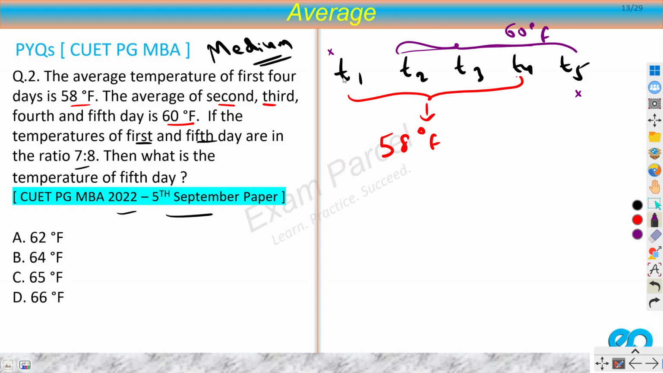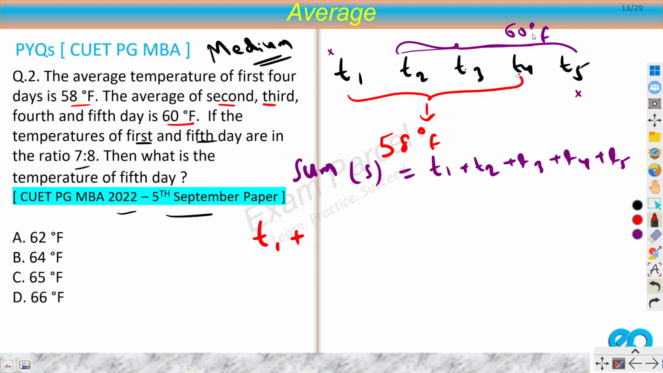Can I say that the sum would be the same in either case? T1 plus T2 plus T3 plus T4 plus T5. This sum is going to be the same. So let us denote the sum by S equal to T1 plus T2 plus T3 plus T4 plus T5. Now let us discuss the case when I am taking T2, T3, T4, T5. My sum would be T1 plus 60 into 4, because this is the average of the last 4. In this case also the sum would be the same, so we would have T5 plus 58 into 4.